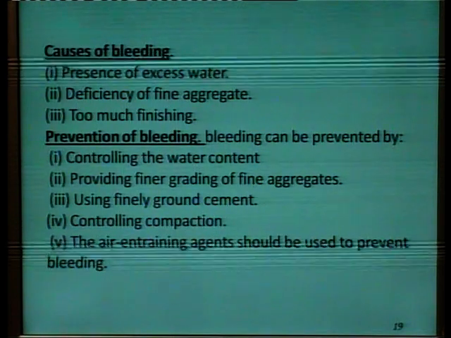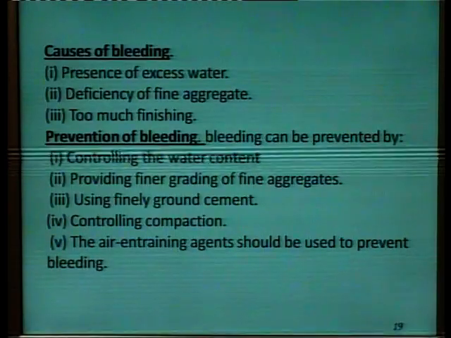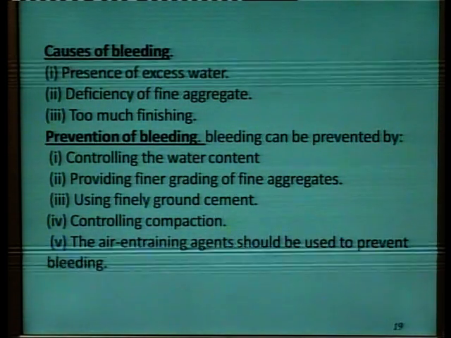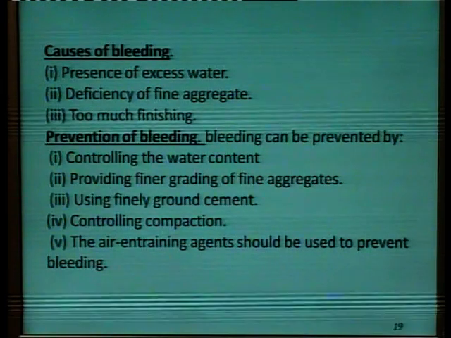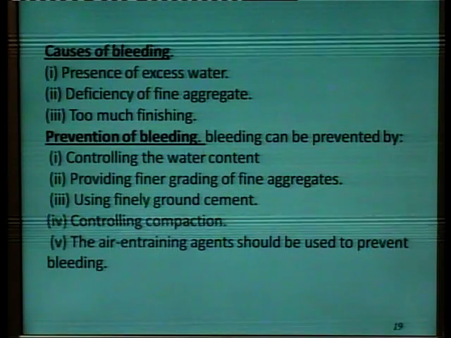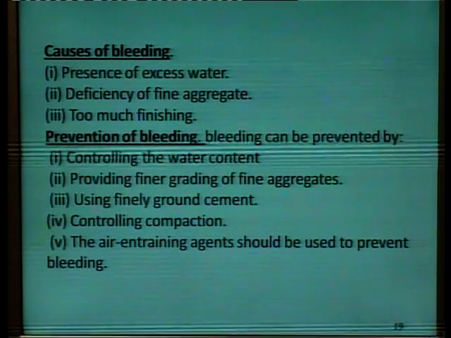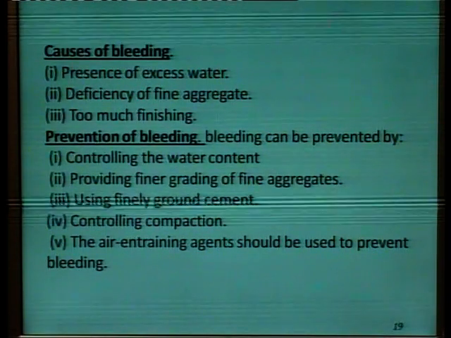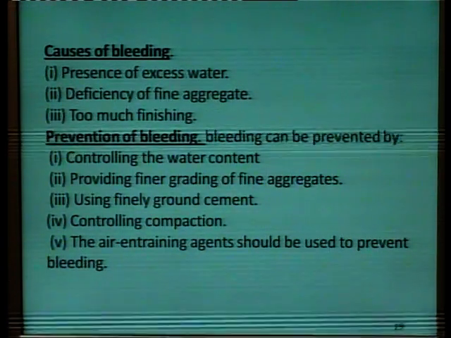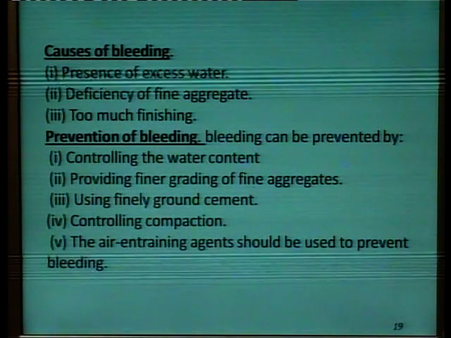Causes of bleeding. The first one is presence of excess water. Second, deficiency of fine aggregates, and third is too much finishing. So, these are the three causes for bleeding.